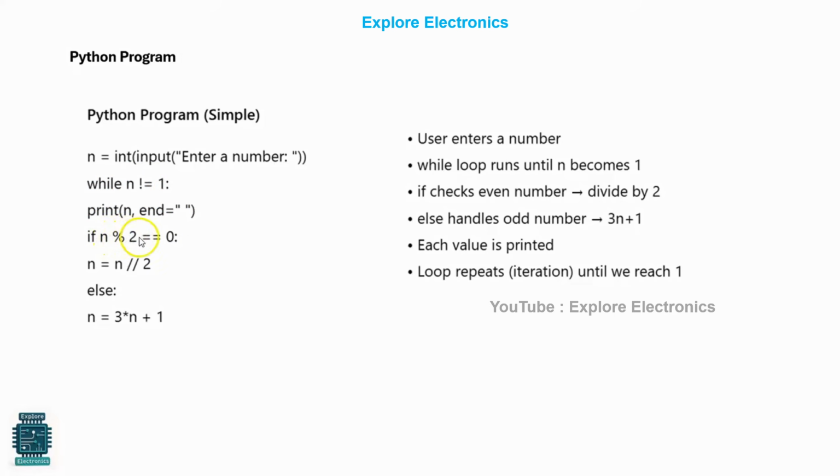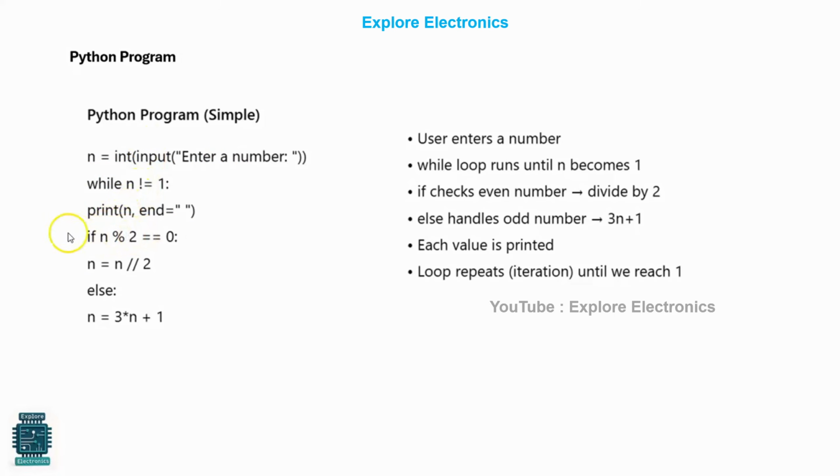If n modulus 2 equal to 0, which means the if checks the even number, and it divides by 2. Clear? Here it will check whether it is even. If it is even, then it will do this procedure, else it will do n is equal to 3 into n plus 1. Clear? We will enter a number, and after that it will repeat until n becomes 1 and print that number as it is.